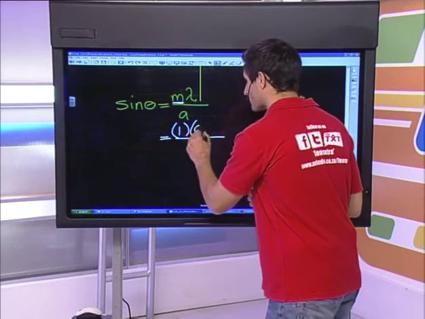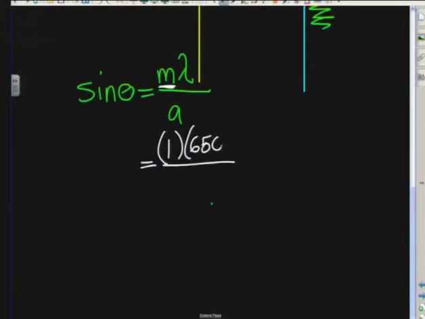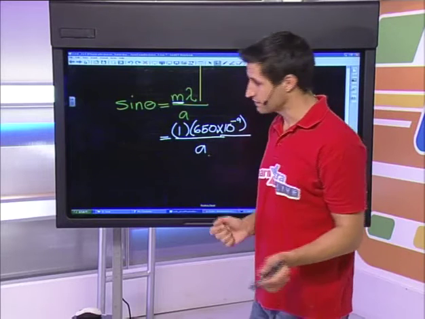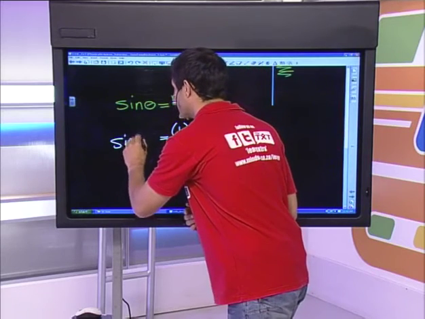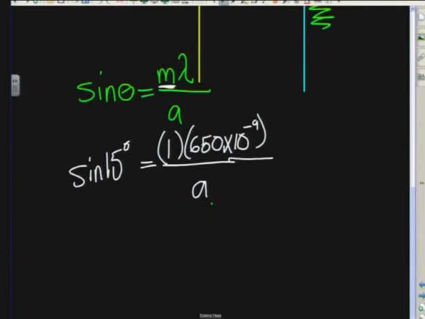So there we go. So 650 nanometers, how do I write nano? Nano means times 10 to the minus 9. Okay? And then on this side, a is the width in meters of the slit. What about theta? I've been given theta, and that is sine of 15 degrees. That's cool.